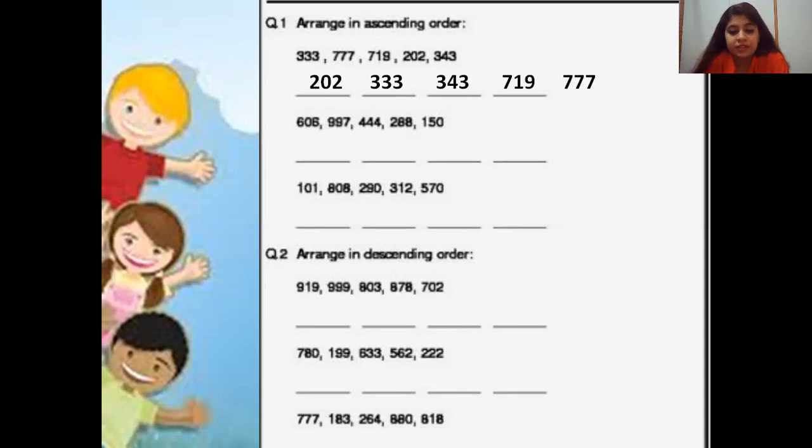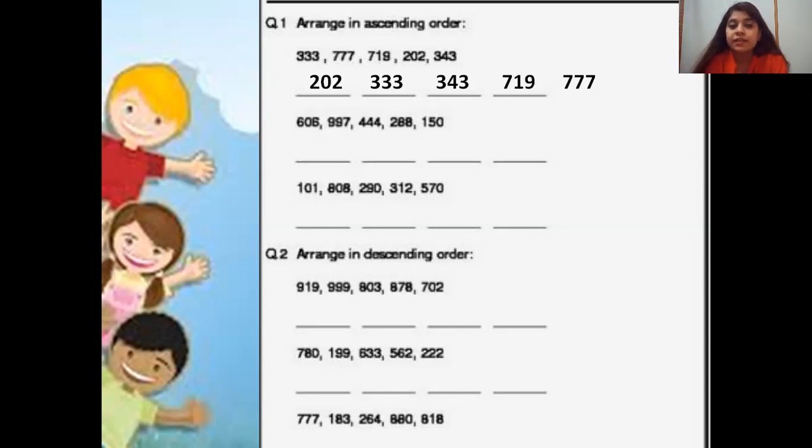Now, look at the second question, arrange in descending order. Descending order means going from a bigger number to a smaller number. Now, can you see there are few numbers? 919, 999, 803, 878 and 702. Now what we have to do? We have to first find out the bigger number. Now, which is a bigger number?